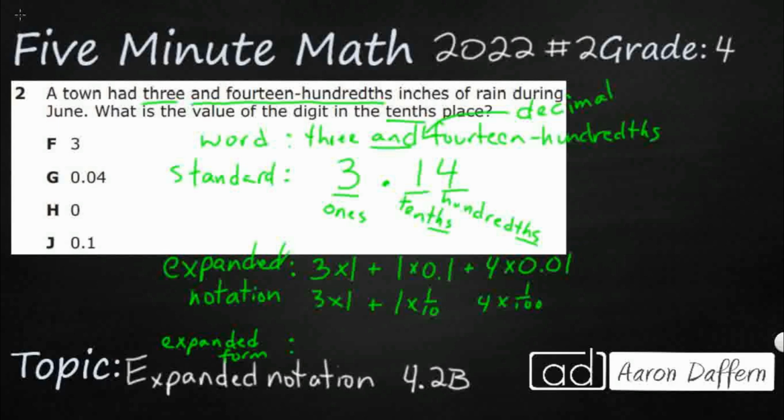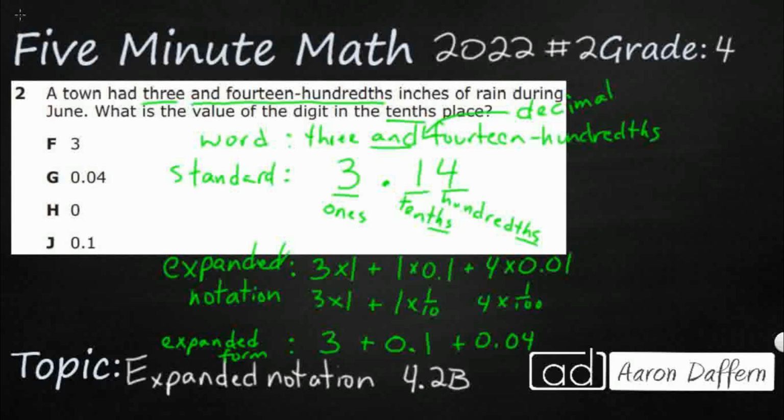If you want to, you can say 3 times 1, well that makes 3. So 1 times 1/10, well that's going to be easy. That's going to be 1/10. And then I got 4 times 1/100th, so that's going to be 4/100ths. All right, so there's my expanded form, and that is going to help me.